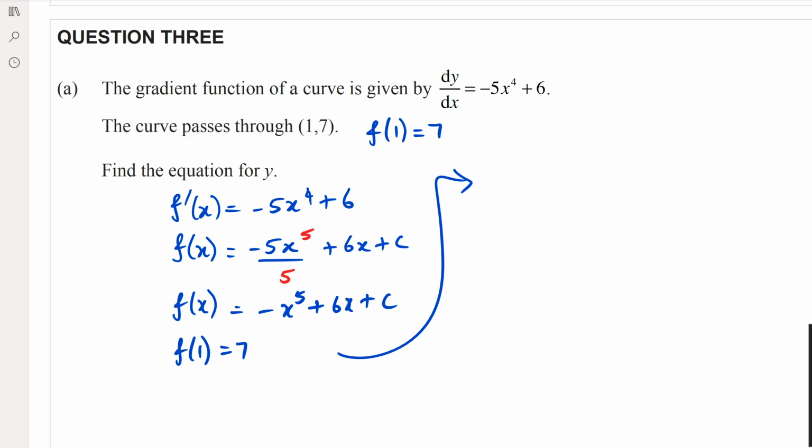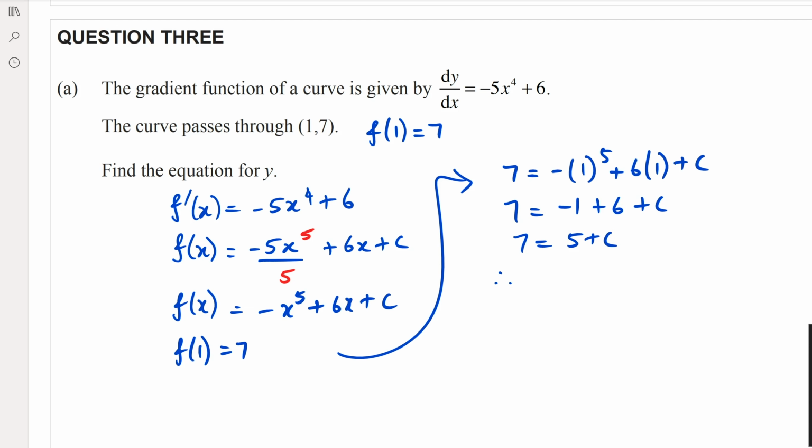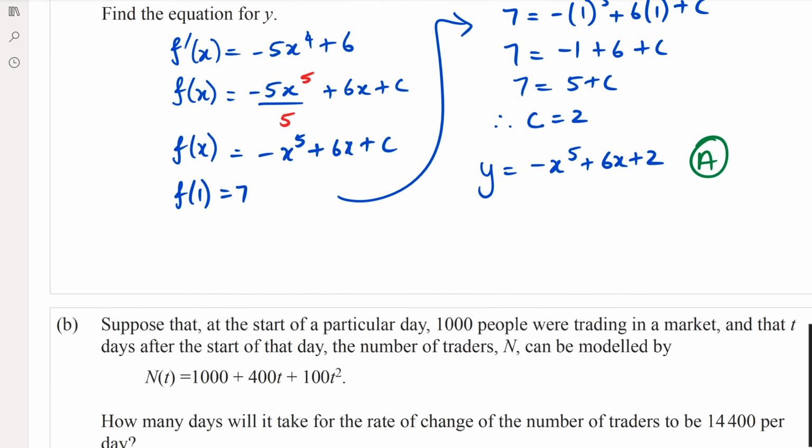Now we know that f of 1 is equal to 7. I'm going to carry on here. So I can write this as 7 is equal to negative 1 to the power of 5 plus 6 times 1 plus c. So 7 is equal to negative 1 plus 6 plus c. Rearranging this, we get 7 is equal to 5 plus c. Therefore, c is equal to 2. So the equation is y equals negative x to the power of 5 plus 6x plus 2. All right, so that gets you an achieved. Let's go to the next question.